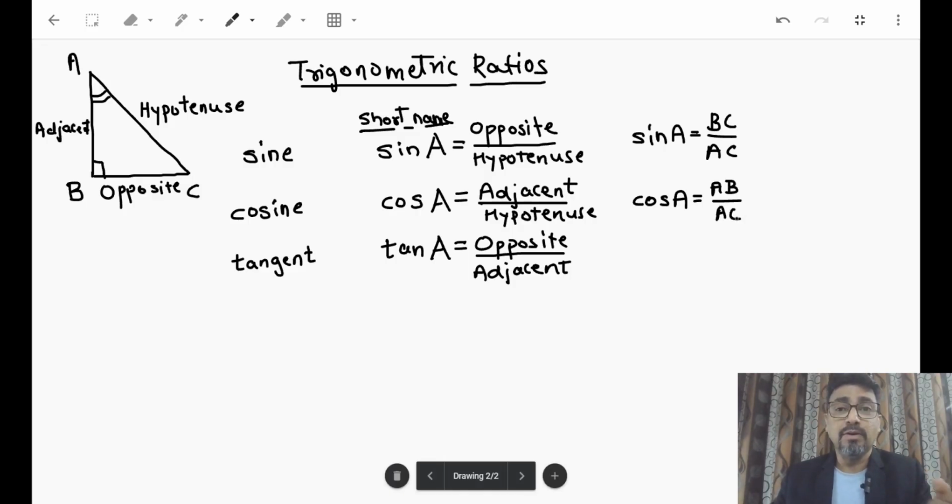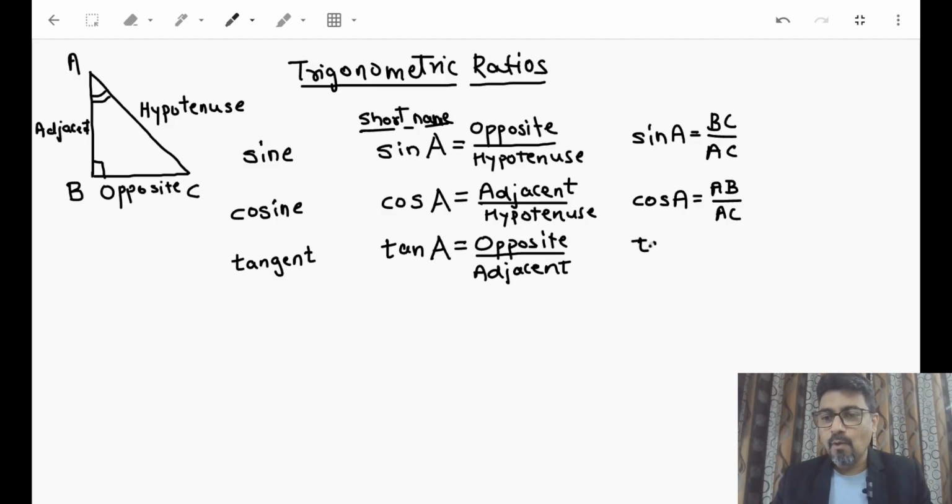Then comes the third trigonometric ratio, tan. Tan is defined as opposite side upon adjacent side for that acute angle. In our case, it is tan A. So for angle A, opposite side BC, adjacent side AB, tan A will be BC upon AB.